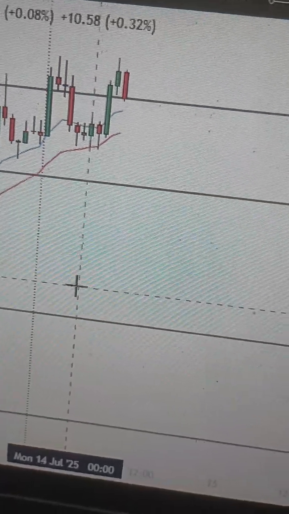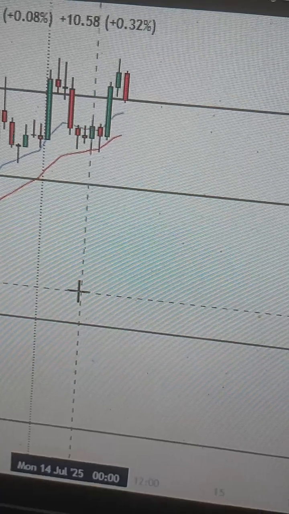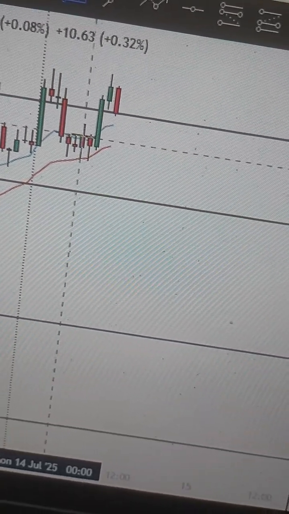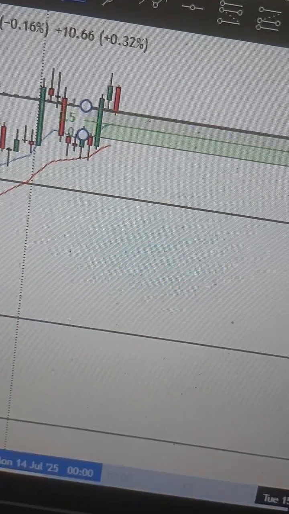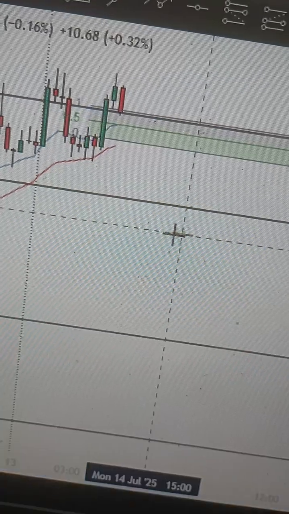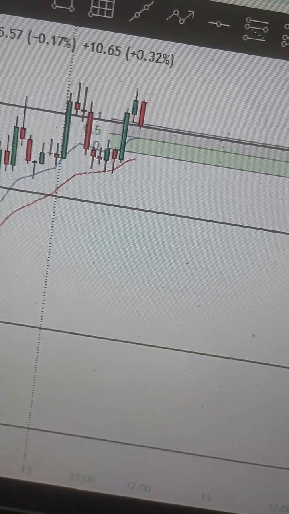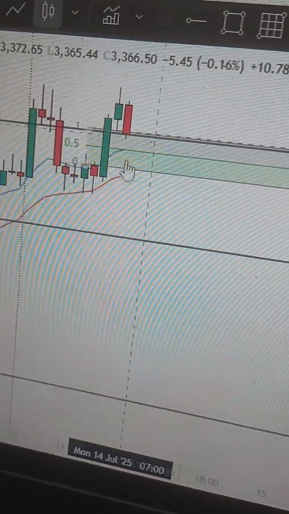That's when I don't want to introduce the concept of fair value gap, but I might have to, because you see at this point, this is the fair value gap that we have right here. So we don't expect the market to close below this FVG. So at this point, we expect this market to come back.